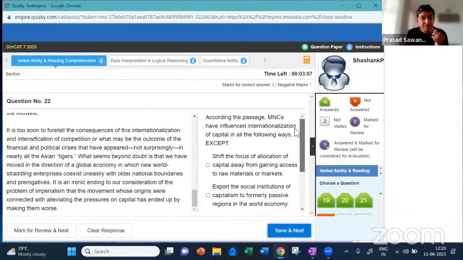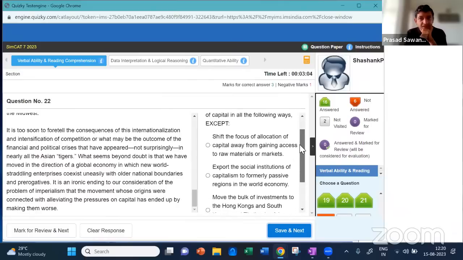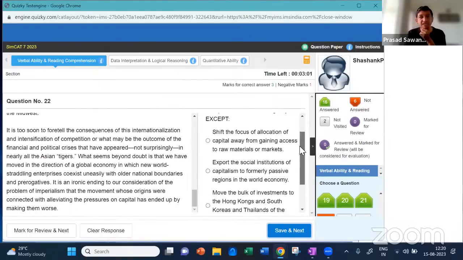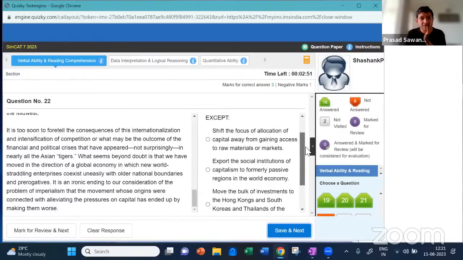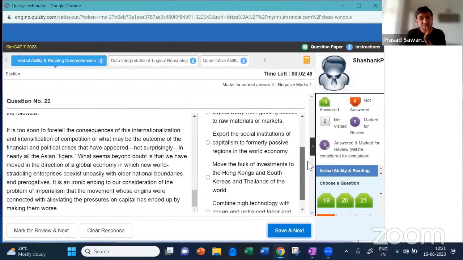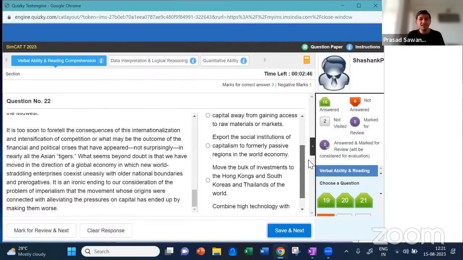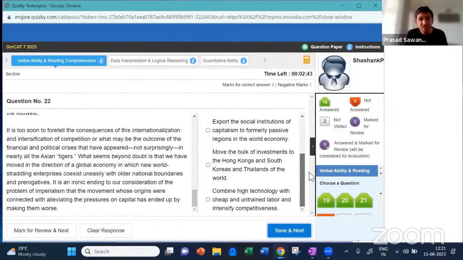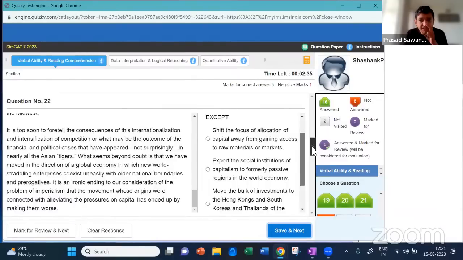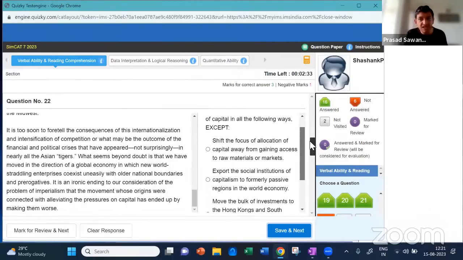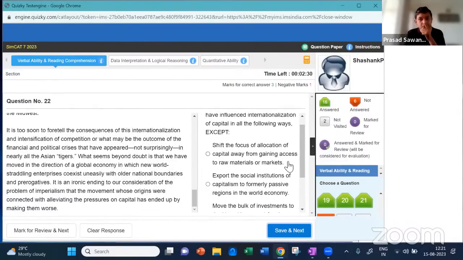Let's see. MNCs have influenced internationalization, except, okay, shift the focus of allocation of capital away from gaining access to raw materials or markets. Shift the focus of allocation of capital away. Okay, one is fine, I think. Export to formerly passive regions, yes. Two is fine. Three is not really, only Hong Kong of the world is fine, with untrained labor and intensified competitiveness. Okay. So three and four also look fine. One and two, let's see. Export to passive regions, okay. Allocation of capital away from gaining access to raw materials or markets.